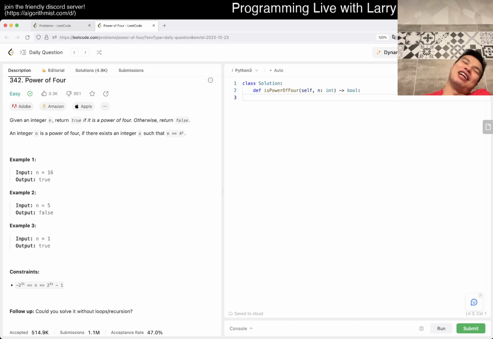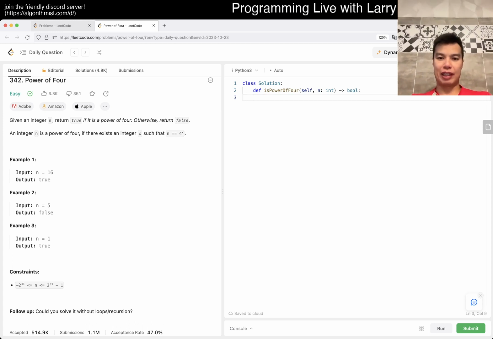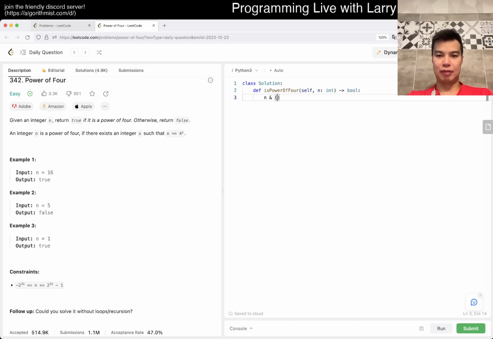I'm trying to think whether I remember some crazy bitwise trick to do it. What is a power of 4? For the power of 2, I know this trick: n and n minus 1 equals 0. Make sure we have the parentheses. If this is true, then it's a power of 2. Let's just name it this.